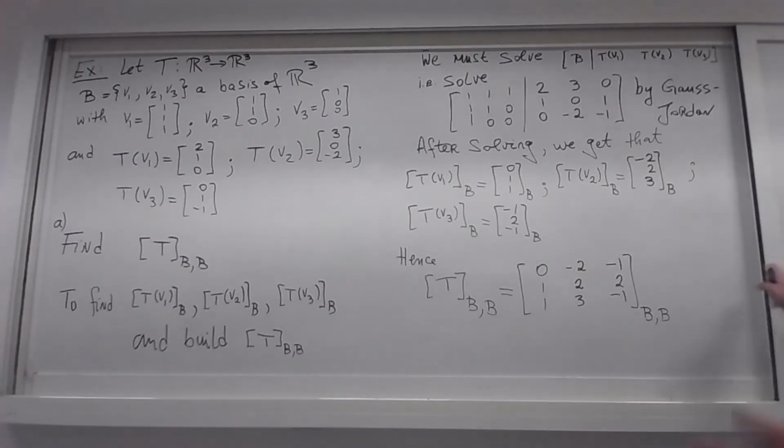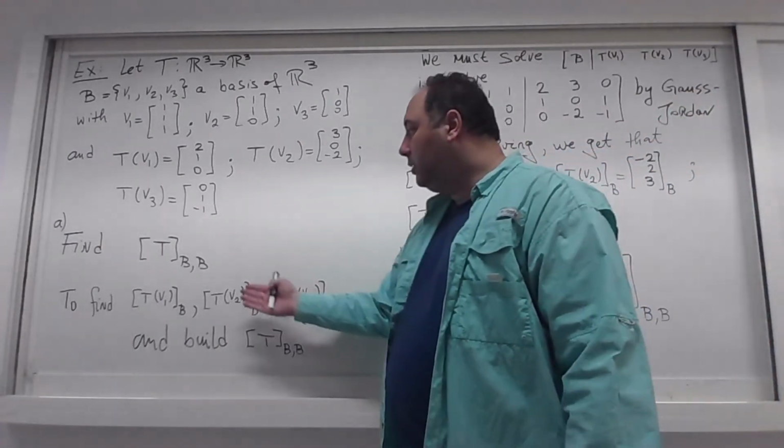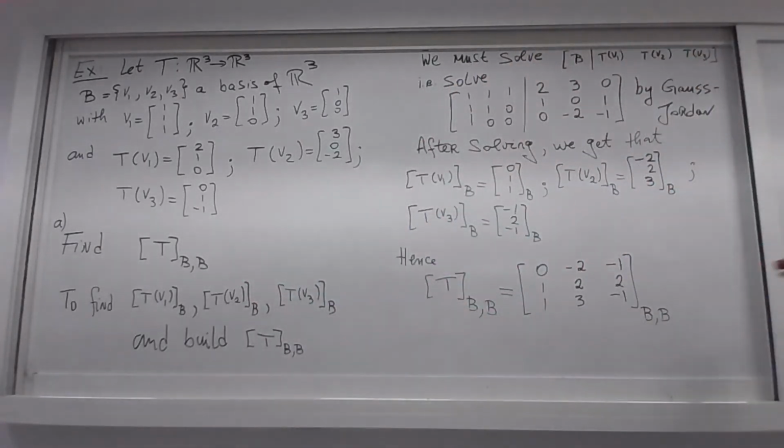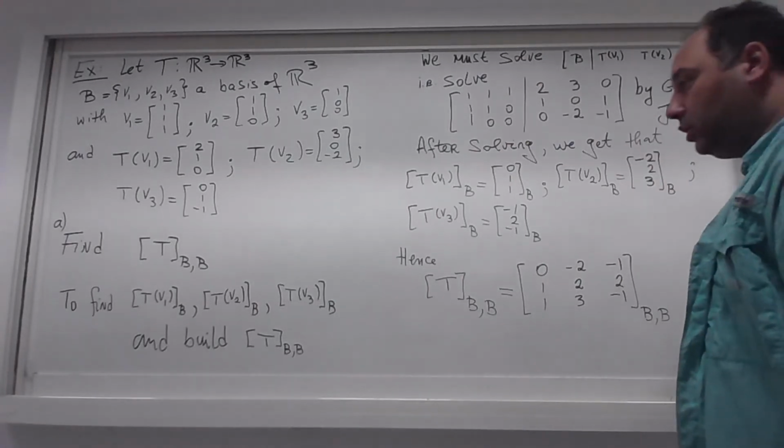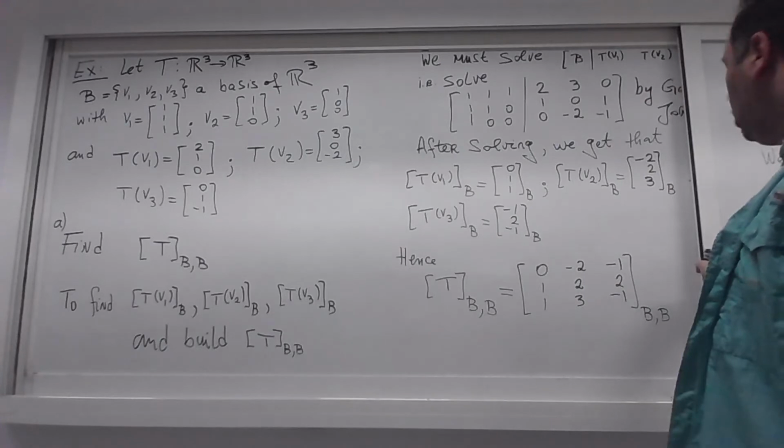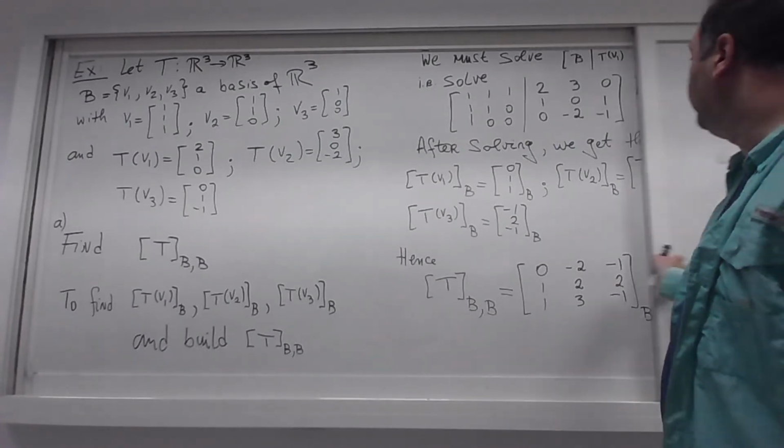So now, let's make things complicated. Let's find the representation matrix relative to some other basis C for the same linear operator. Let's see how that works. Obviously, we are going to use the formula we just learned.